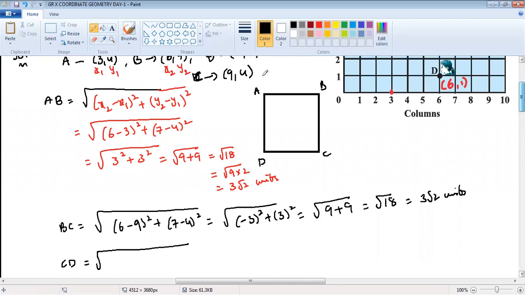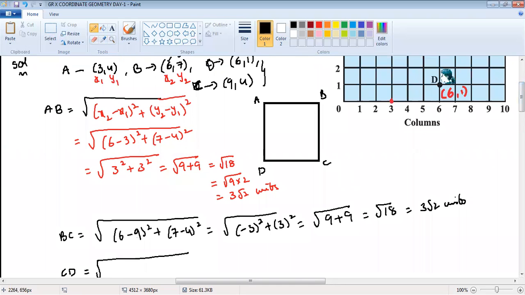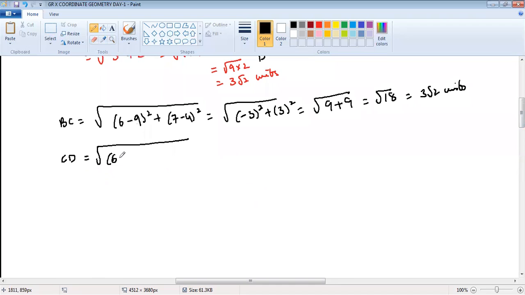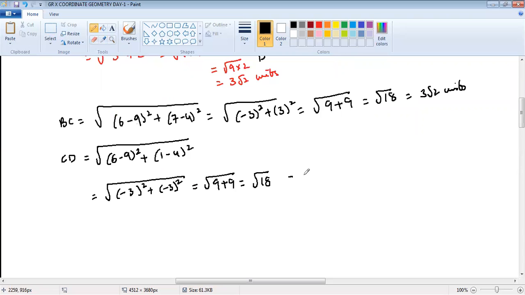Then CD. CD also same thing. Take the points, this one. So what you can write it? 6 minus 9 whole square plus 1 minus 4 whole square. So 6 minus 9 whole square minus 3 whole square plus minus 3 whole square. So which is 9 plus 9, root 18, same thing, 3 root 2 units.